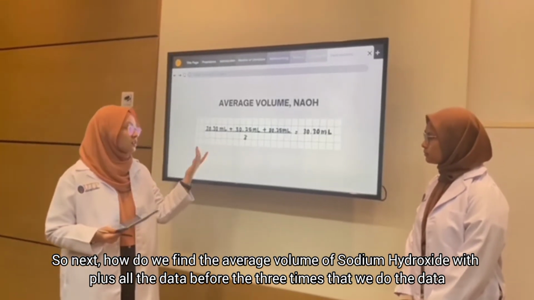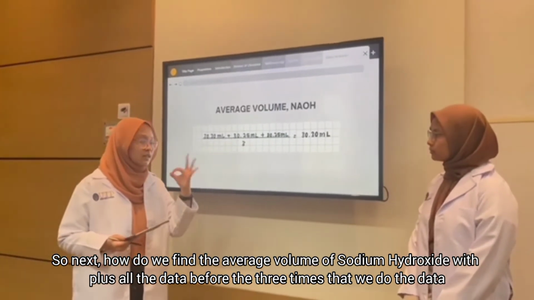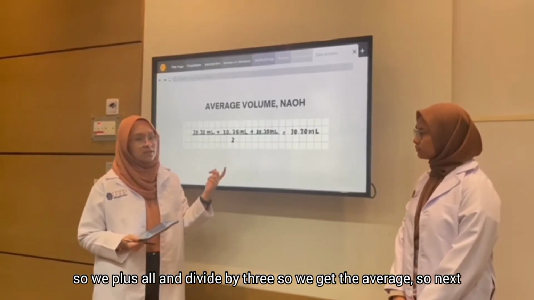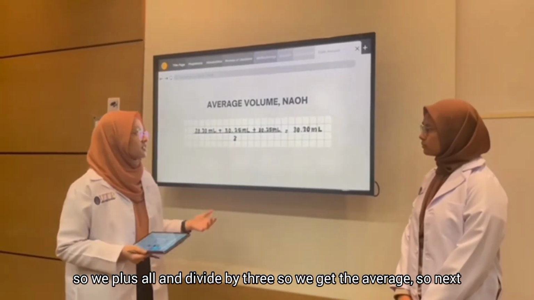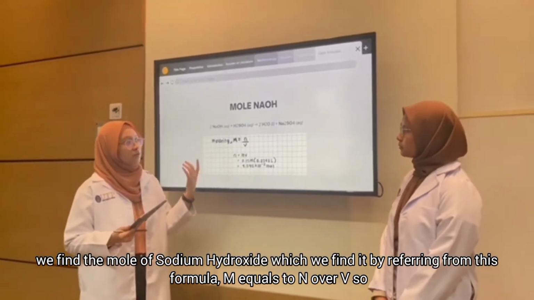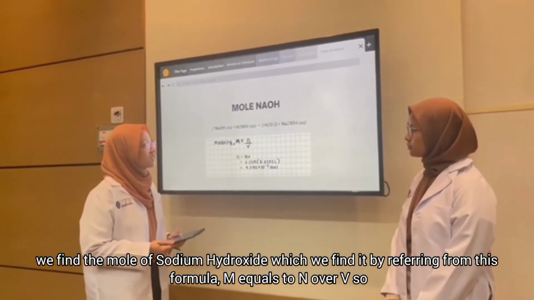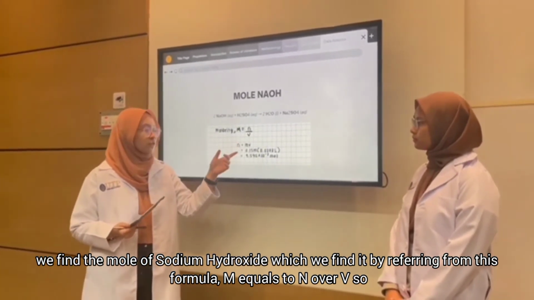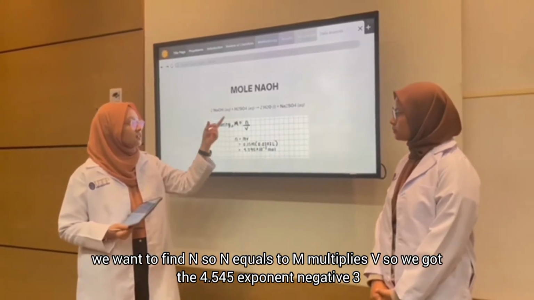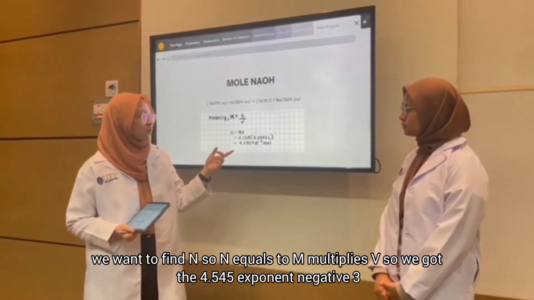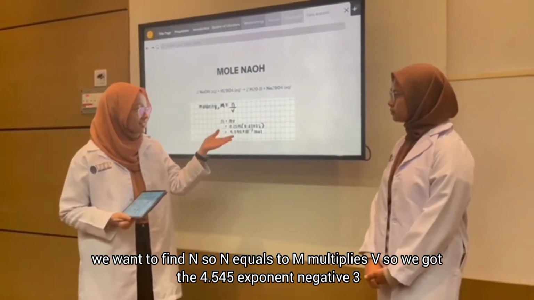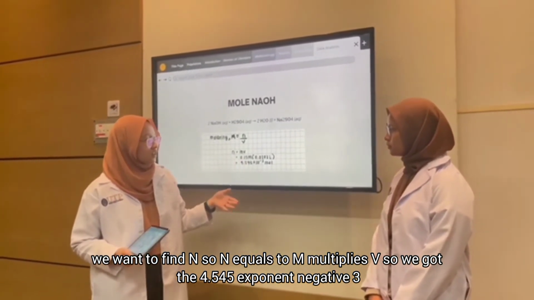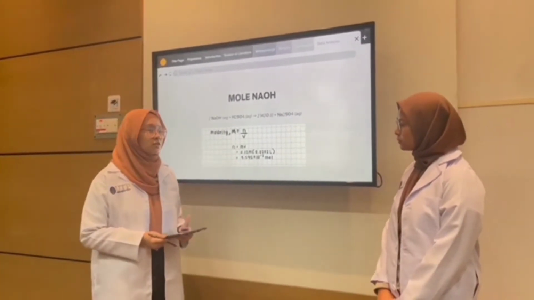We add all the data from the 3 times that we did it, and divide by 3, so we get the average. Next, we find the moles of sodium hydroxide using the formula M equals N over V. We want to find N, the moles, so N equals M multiplied by V. So we got 4.545 exponent negative 3 mole.